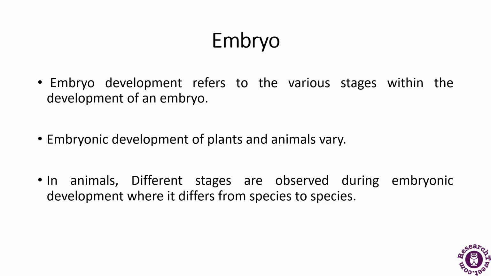Now the next is about the embryo. So embryo development refers to various stages within the development of the embryo. Embryonic development of plants and animals varies according to the plants and according to the animals. In animals, there are different stages observed during embryonic development, which differ from species to species. After fertilization, once the zygote is formed, the zygote divides mitotically to the 2, 4, 8 and 16 cell stage.